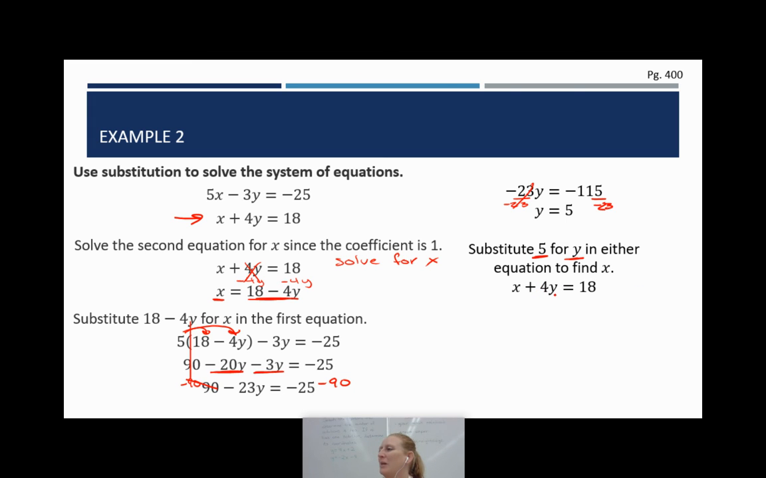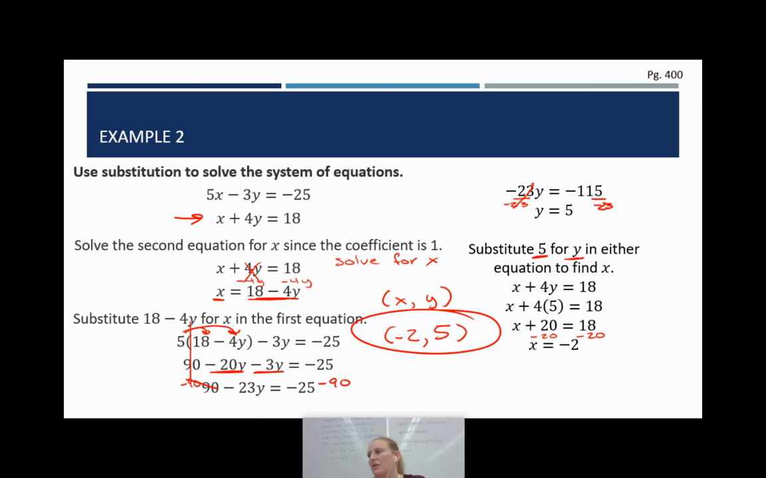So instead of 4 times y, I'm going to do 4 times 5. Of course, 4 times 5 is 20. And if we subtract 20 from both sides, I find out that x is a negative 2. Please remember that your answer is an ordered pair. And please remember the x-coordinate always comes before the y-coordinate. So my x-coordinate is negative 2 and my y-coordinate is 5. Boom. So the solution is negative 2, 5.